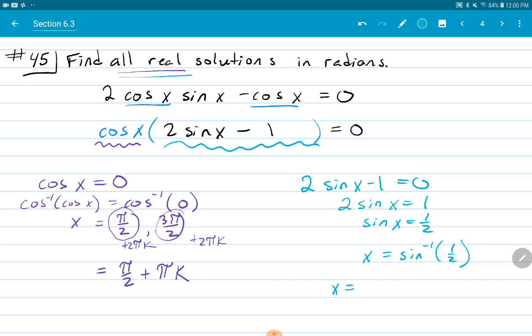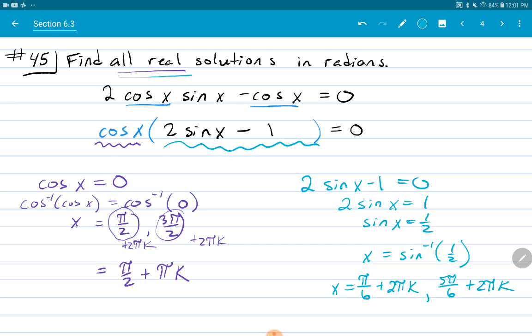Sine is 1/2 at pi over 6 and 5 pi over 6. And to each of these, I will add a multiple of the period. So that's the period times k, where k is any integer, positive or negative. So that repeats every 2 pi.